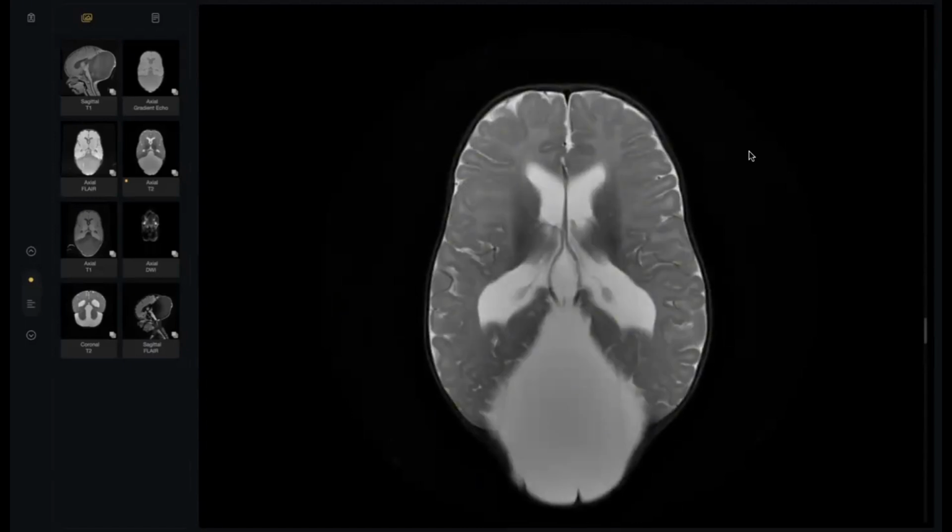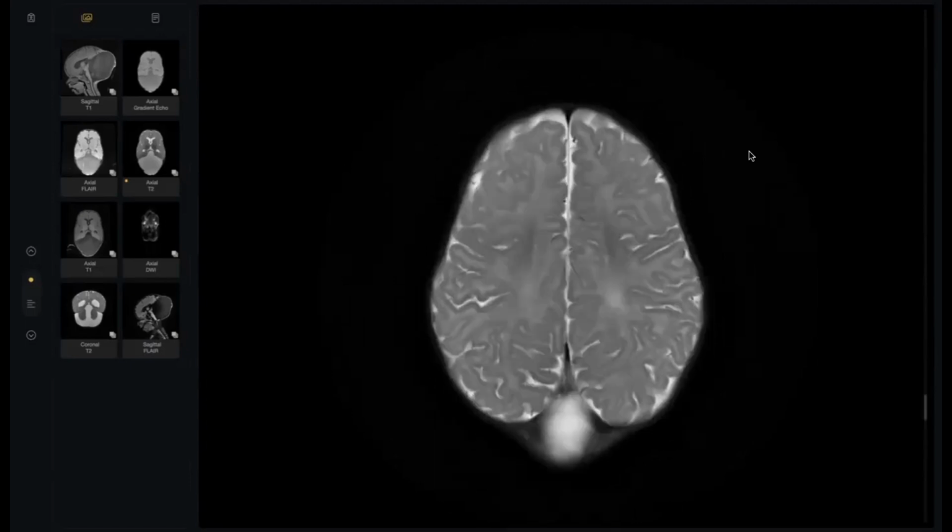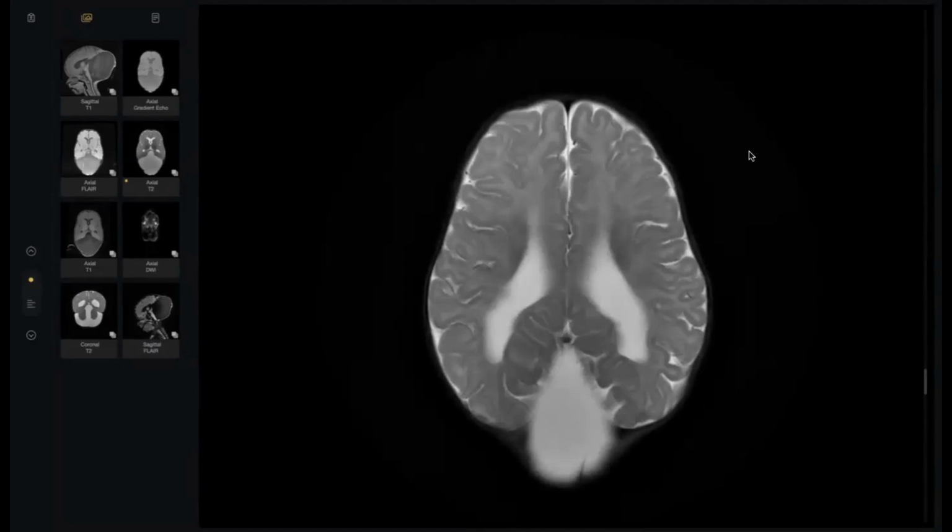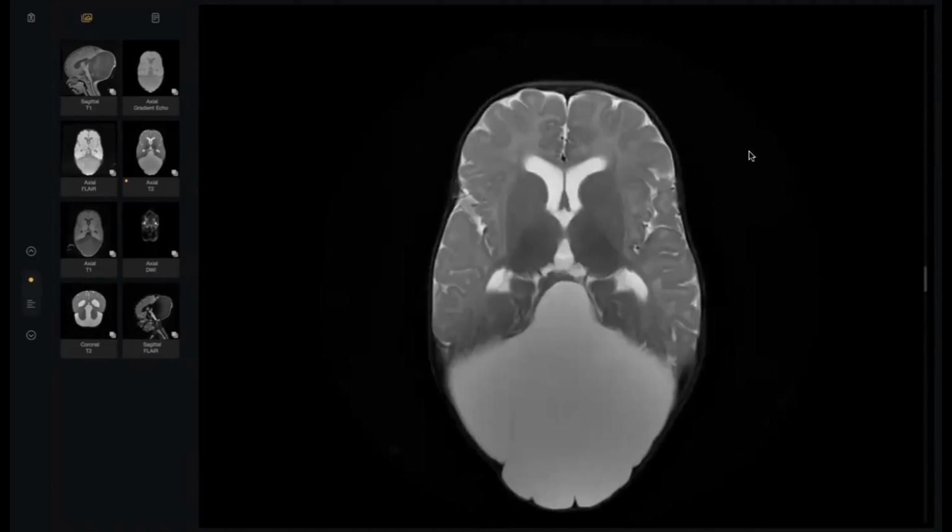What is your next step? Number one, VP shunting, because there is hydrocephalus here. Number two, neurosurgical pediatric intervention to repair this. I think they remove this cyst, and they make something to decrease the pressure.